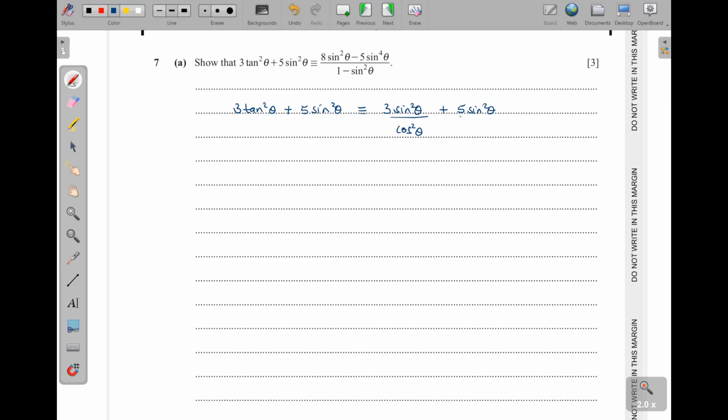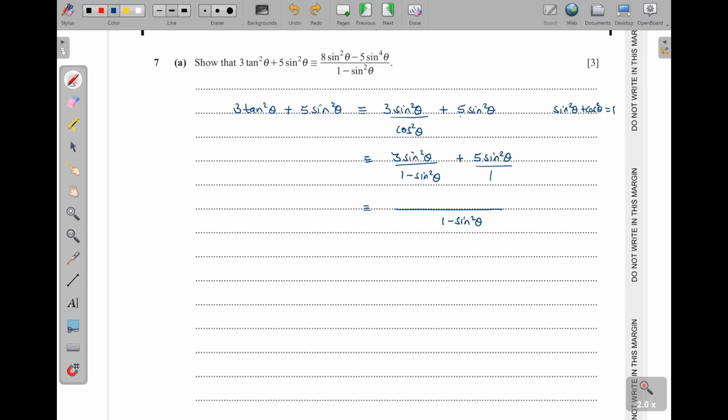Okay, and then using the Pythagorean identity, we know that sine squared theta plus cos squared theta is equal to 1. So meaning cos squared theta will be 1 minus the sine squared. So here we shall have 3 sine squared theta out of 1 minus sine squared theta, then plus this 5 sine squared theta. Now, of course, this one is over 1. So the LCM here is going to be this 1 minus sine squared theta.